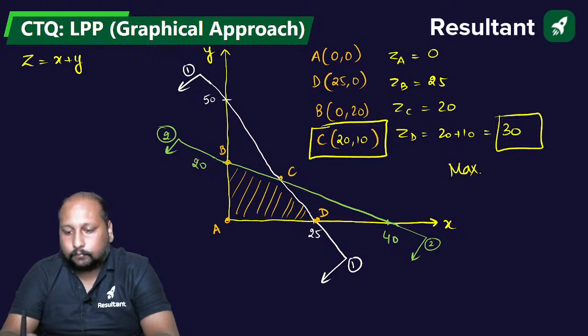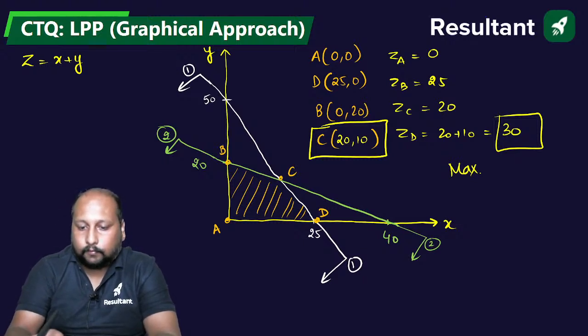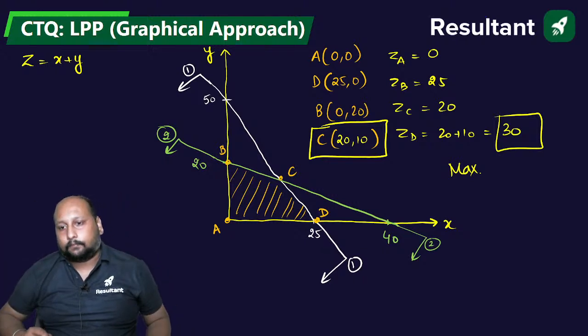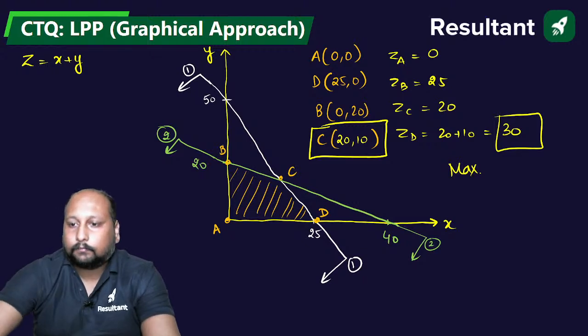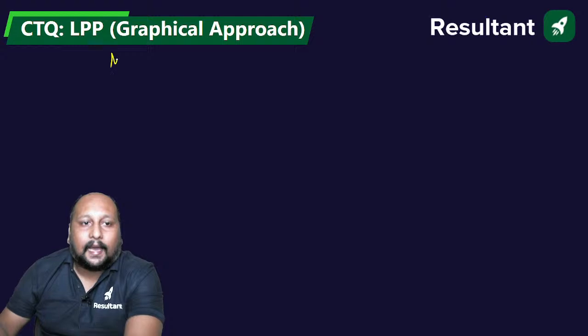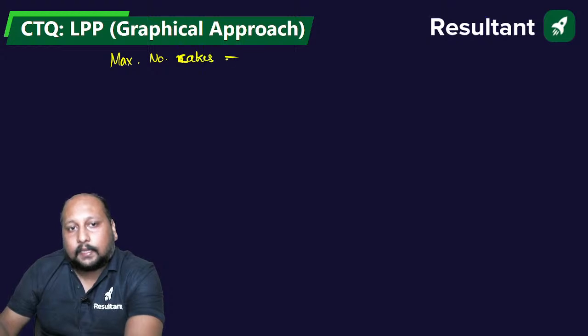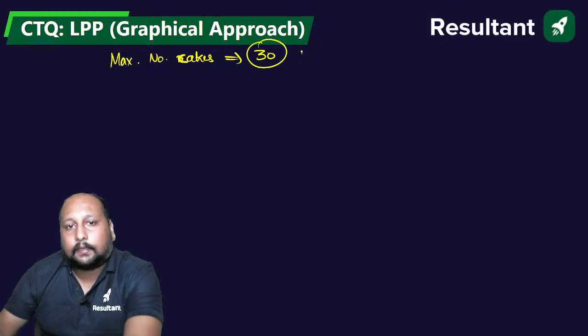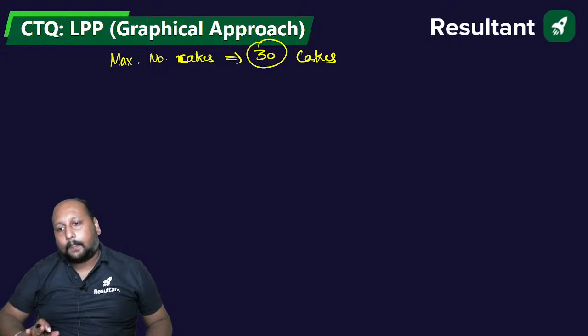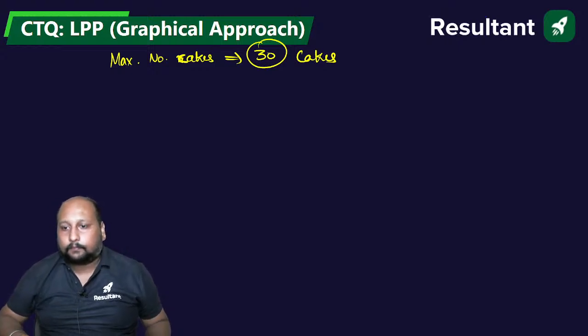Clear hai? Haan, the final answer is 30. Understood? Haan, very good. So we can say the maximum number of cakes that can be manufactured will be 30 cakes. Theek hai, 30 cakes aapke yahan pe banenge. Clear? Very good.